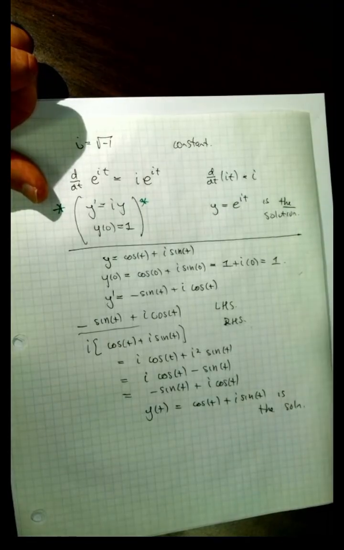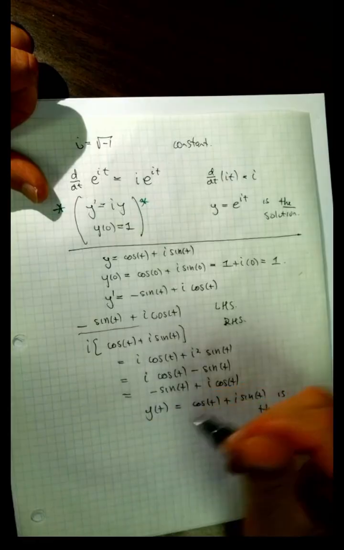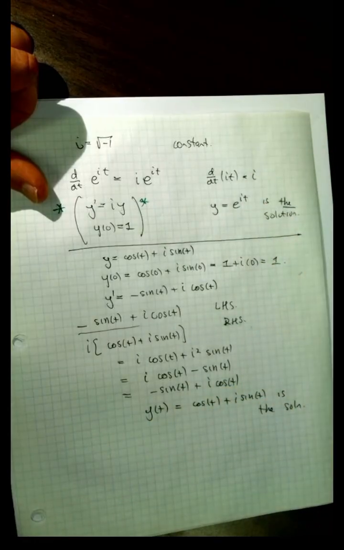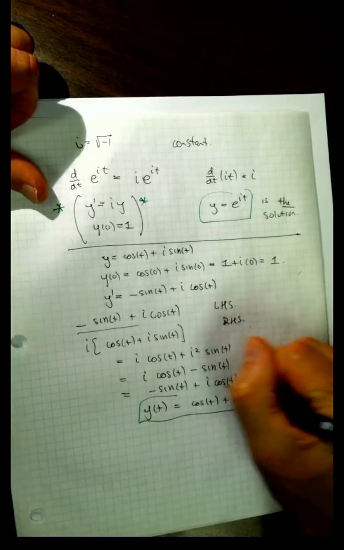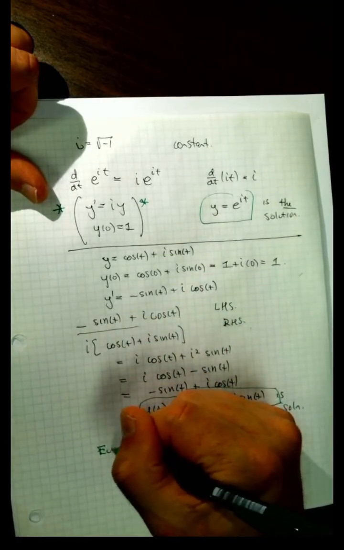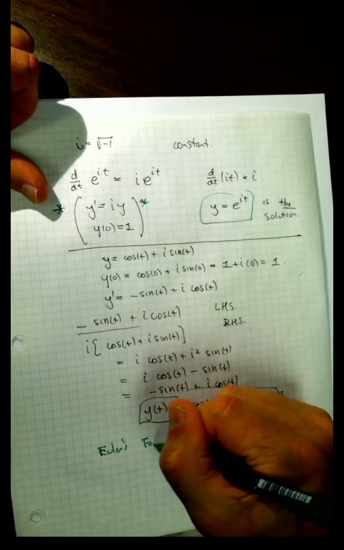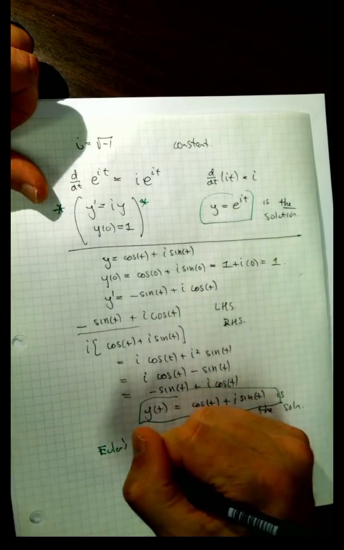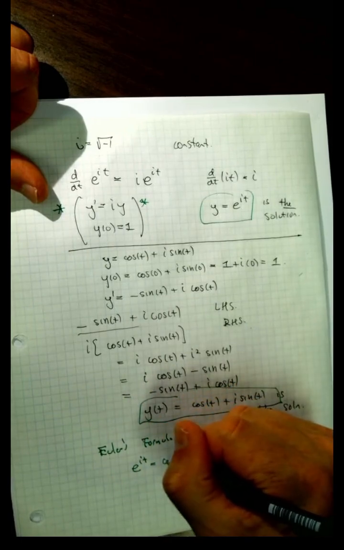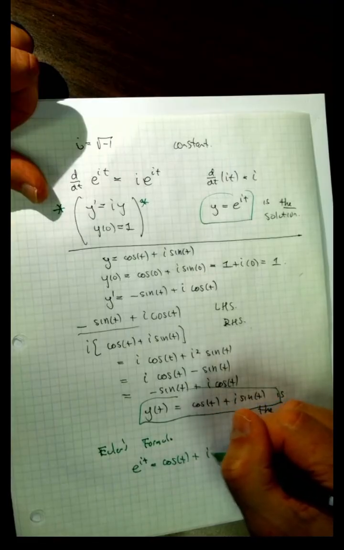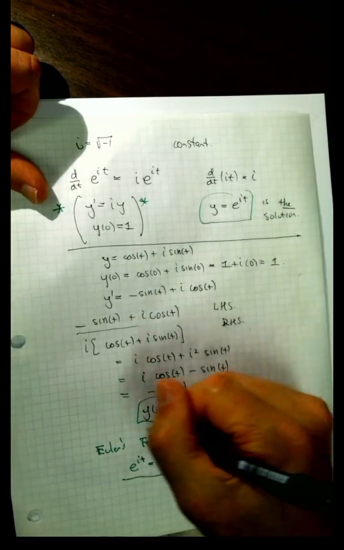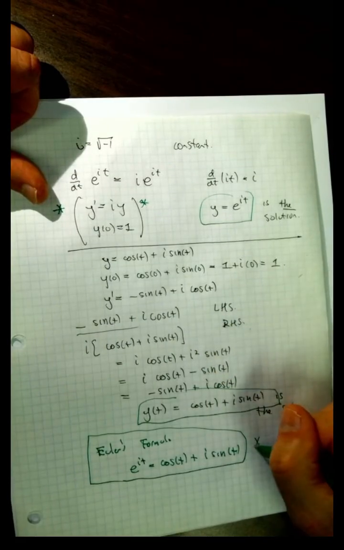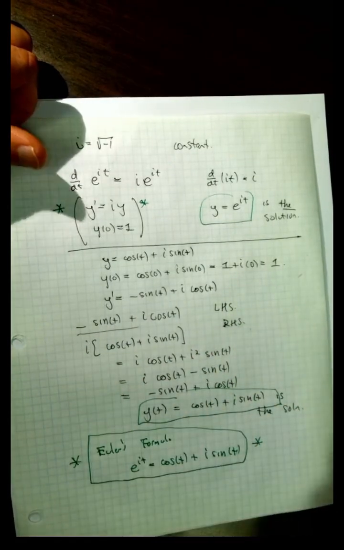And the only way they can both be the solution to the differential equation is if this thing right here is equal to that. And that gives us Euler's formula, that e to the it is cosine t plus i sine of t. And that's a really important formula, and you need to know that.